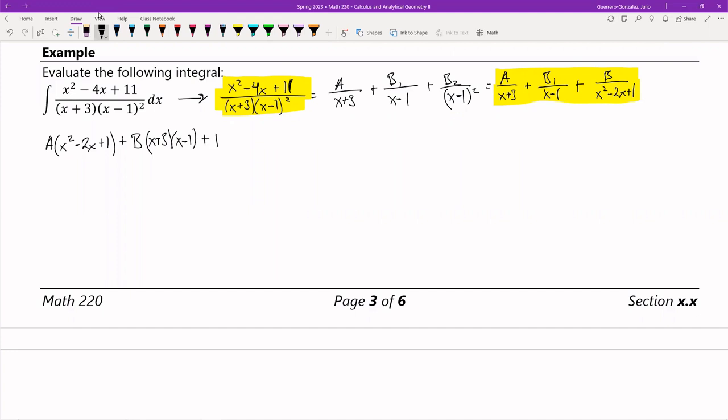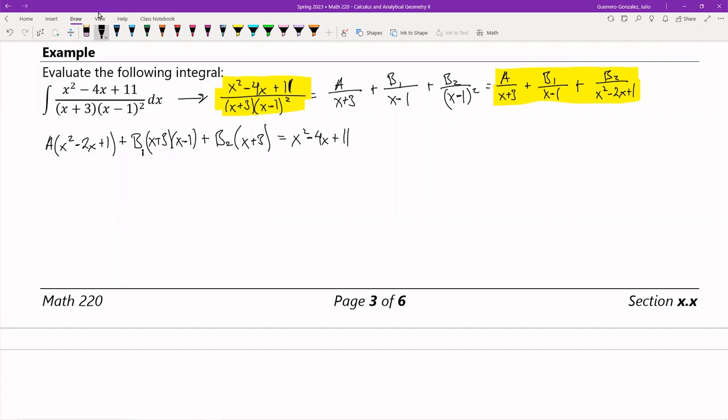Plus B1, that was B1. And then plus B2. B2 is this one out here. I forgot the 2 here. B2 is already squared, so it's just missing the x plus 3. So x plus 3. And all of this has to be equal to x squared minus 4x plus 11.